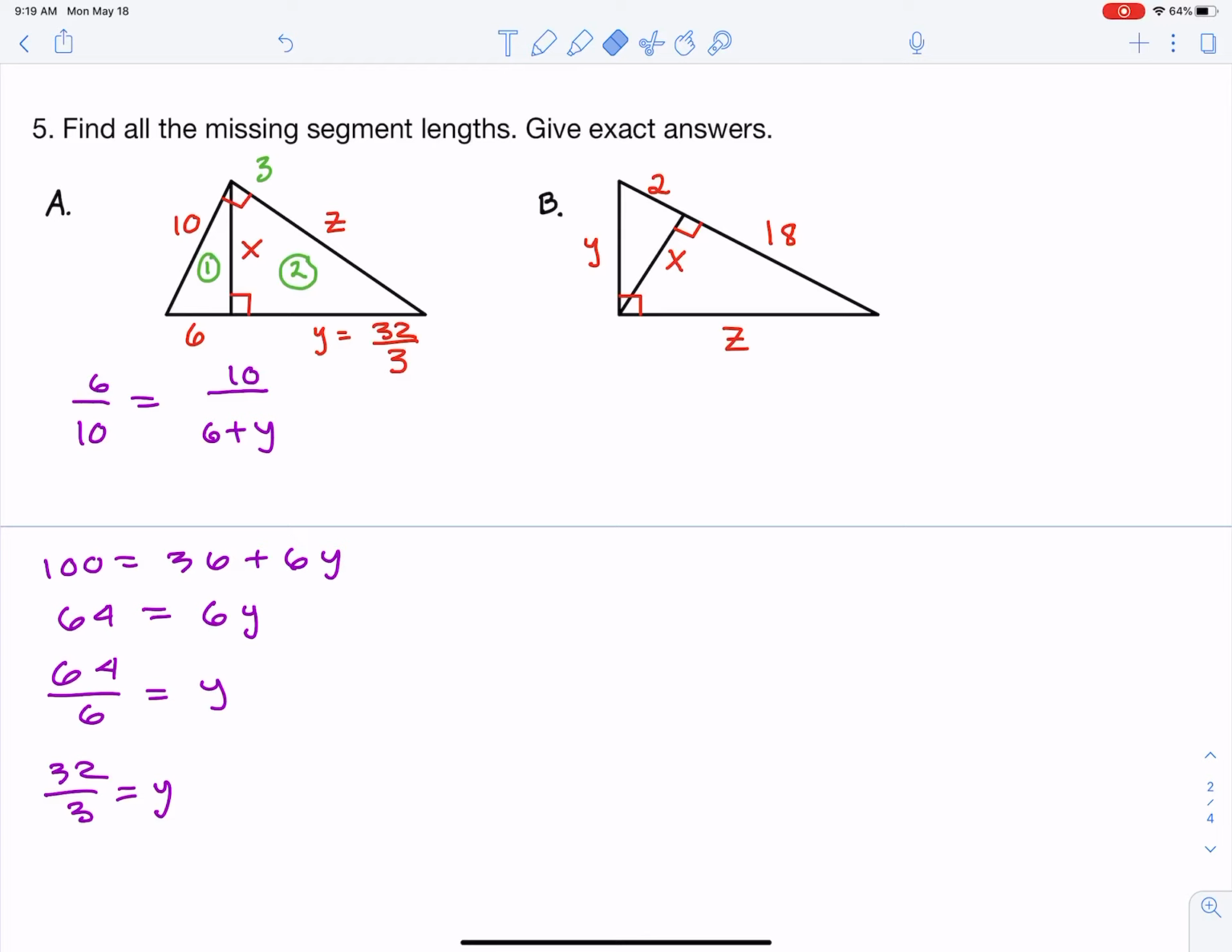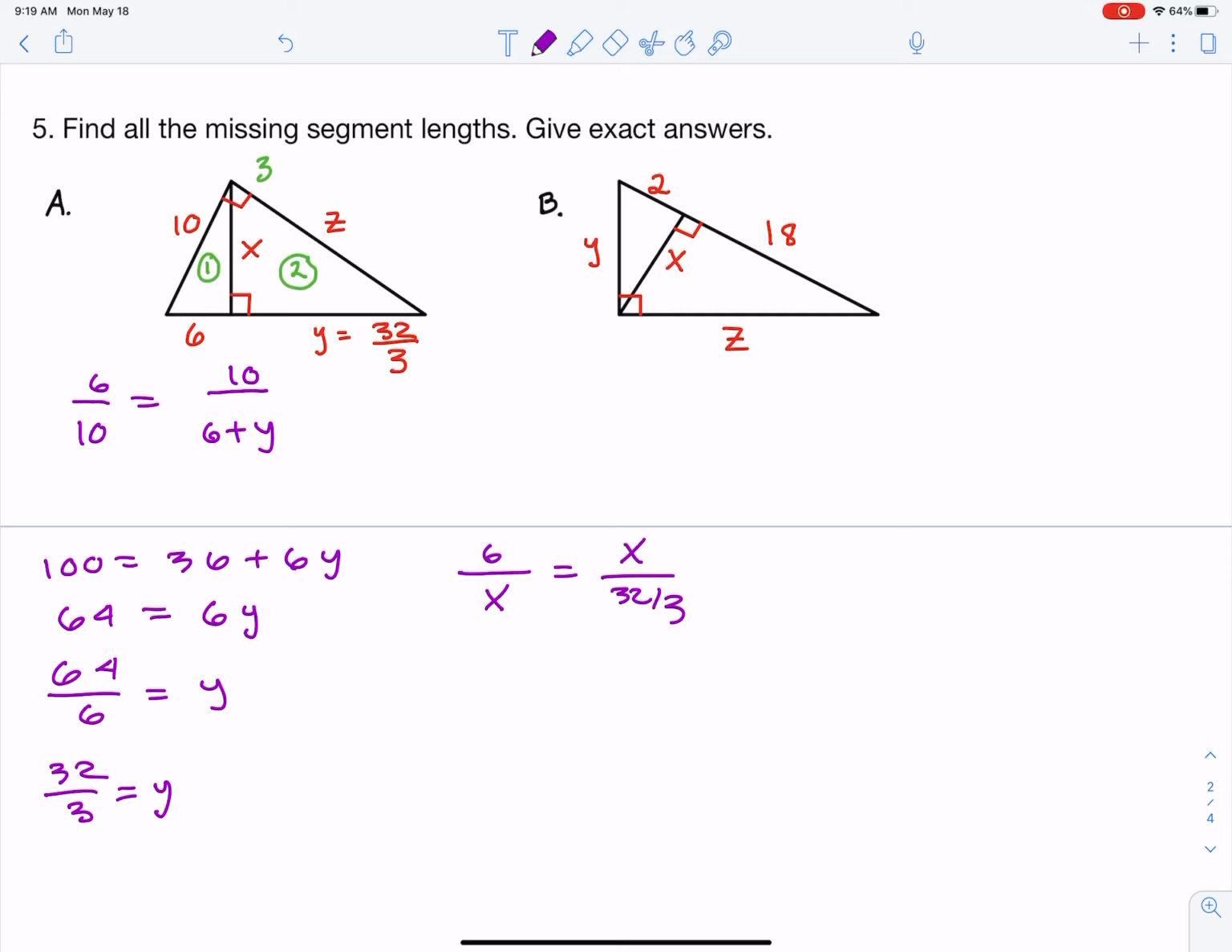So let's see what we got. For triangle 1, the short side of triangle 1, which is length 6, is equal to, that ratio from short to short, so 6 is to x. That has to equal the long sides of the two triangles. So the long side of triangle 1 is length x, the long side of triangle 2 is 32 over 3.